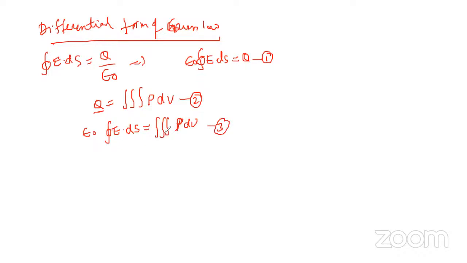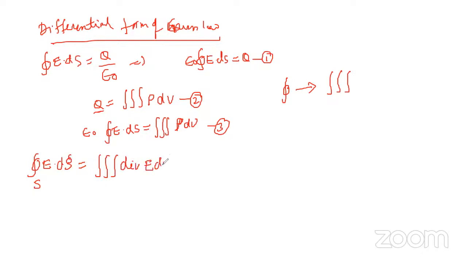Now using the Gauss divergence theorem, which converts the surface integral into a volume integral, so there is a relation between the surface integral and the volume integral. By using that, the surface integral of E dot dS equals the volume integral of divergence of E dV. This is equation number 4.